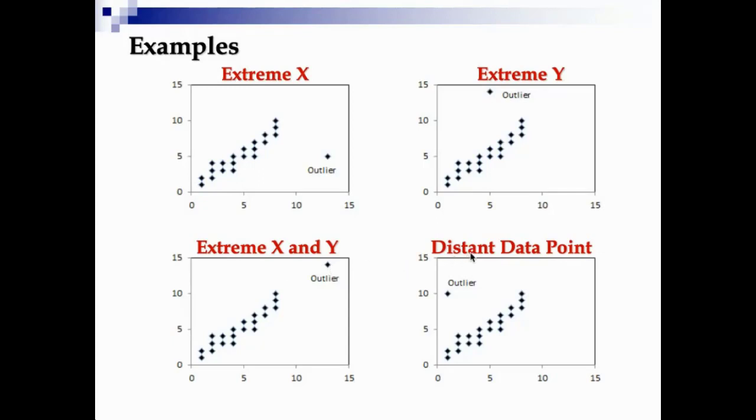It could also just be some distant point. So if you look here, all of the X values are between 0 and maybe 8 or 9, maybe close to 10.